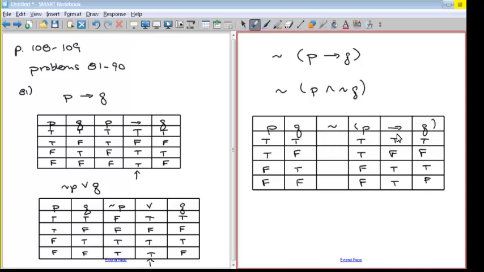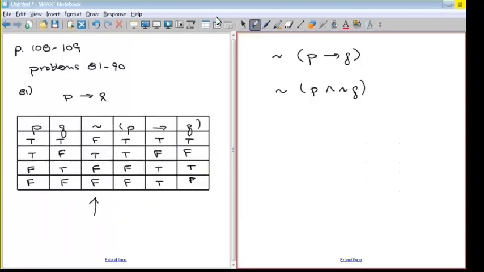When you do the negation here, you take what's in this column and you change it and put it in this column. So instead of true, false, true, true, it becomes false, true, false, false. And this would be the one that you would look at. That's your final column in this situation. Okay, so you can have something like that.